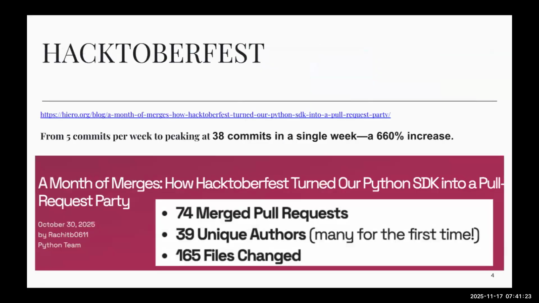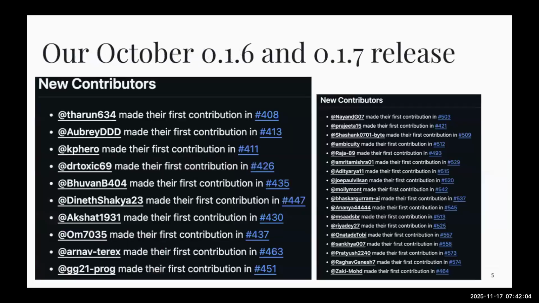To give you an overview of what happened during Hacktoberfest, our SDK activity increased by 660%. We went from an average of 5 commits per week to 38 in a single week. And to be honest, it could have been more. I personally had a live event in the first week of October, so I was unable to do too much then. Overall, we ended up with 74 merged pull requests and 39 unique authors.